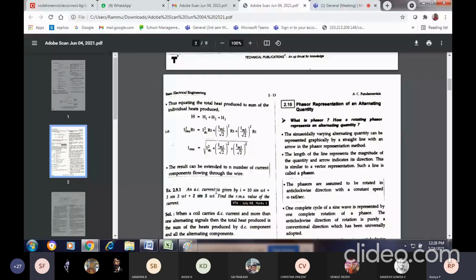Ma'am, we can use IRMS equals the square root of I square DC plus IM by root 2 whole square, this formula, the one which we are able to see. Okay. Now just calculate and can you tell me the value?